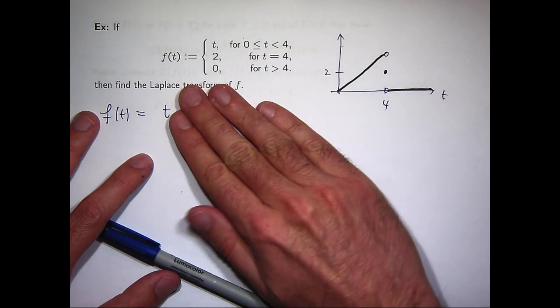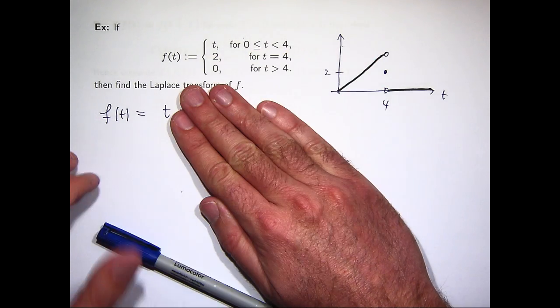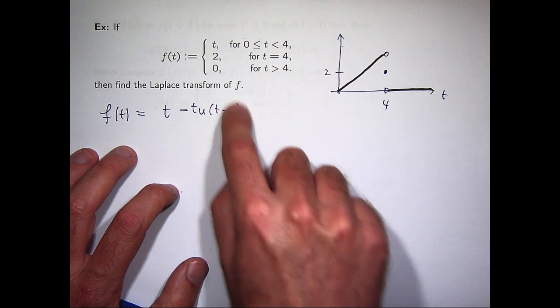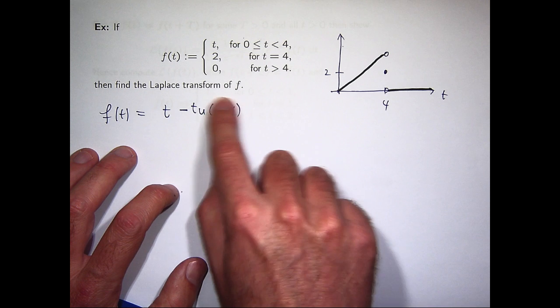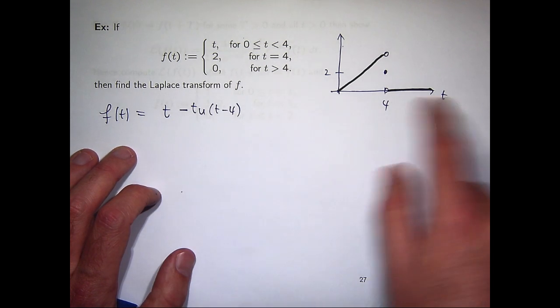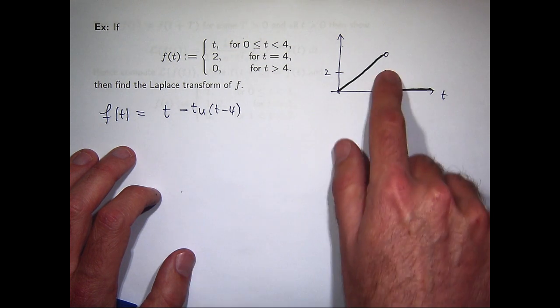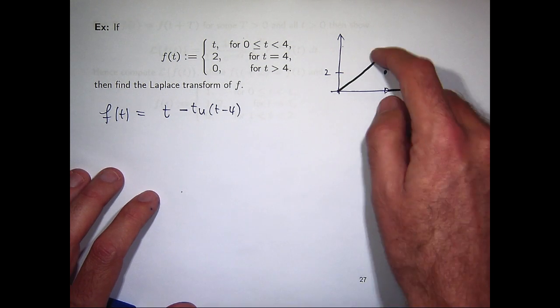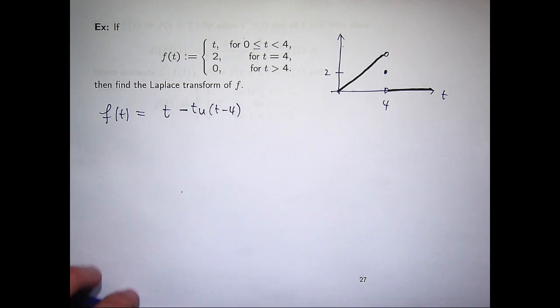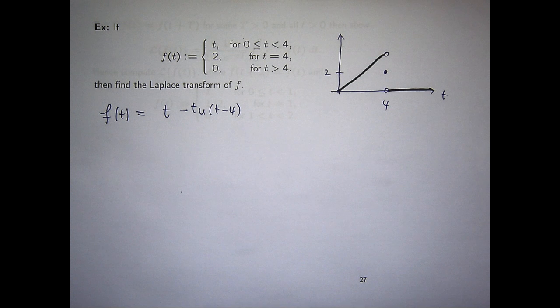To the left of 4, this disappears. So it's just this function. To the right of 4, this u of t minus 4 turns on. So it's 1. So to the right of 4, it's t minus t times 1, 0. At t equals 4, we get half the jump. This will be 1/2. So you get 4 minus 2, which is just 2. So it covers every part of that curve, that definition. Okay?